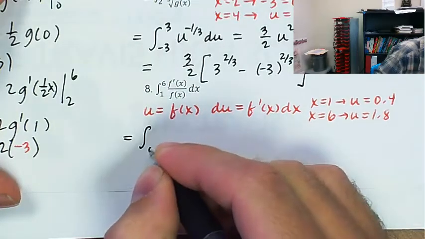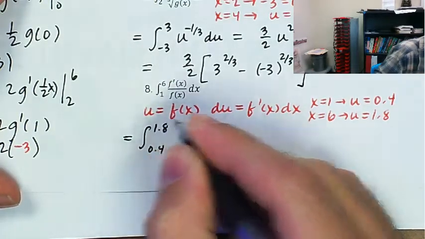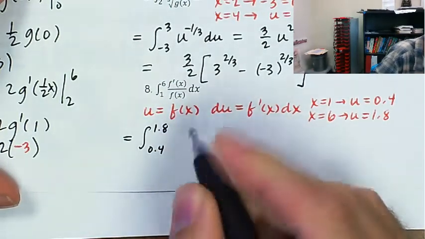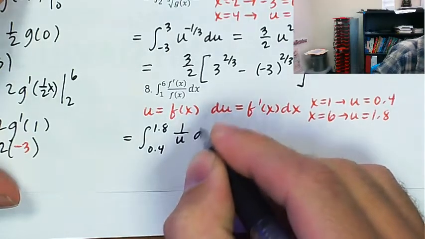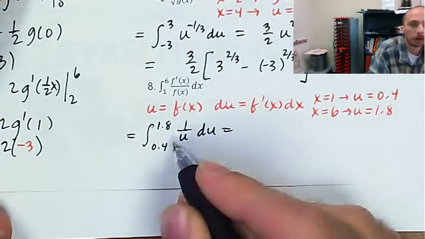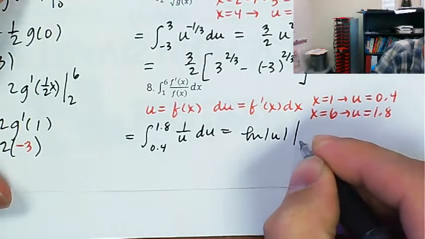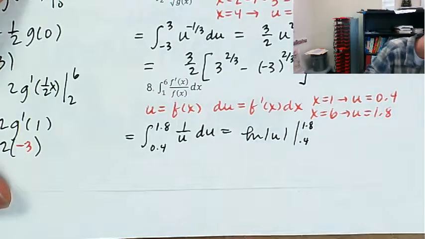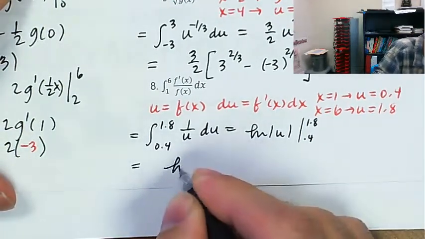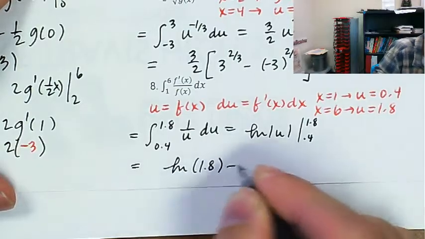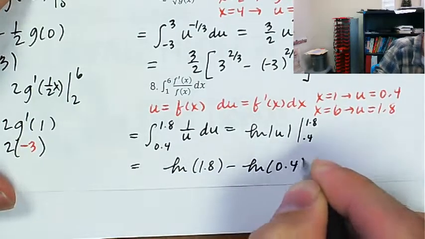So this is going to be the integral from 0.4 to 1.8 of 1 over u du. So that will be log of the absolute value of u as u runs from 0.4 to 1.8. So that's going to be the log of 1.8 minus the log of 0.4.